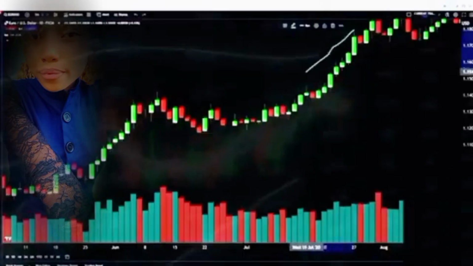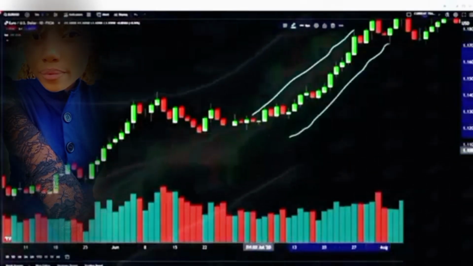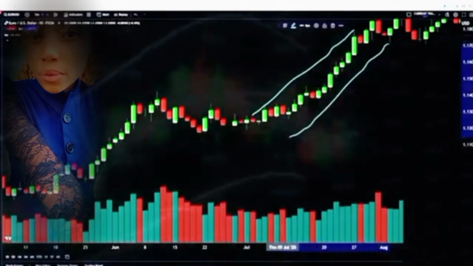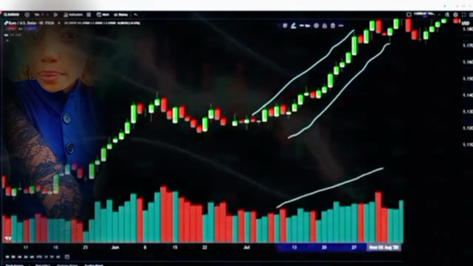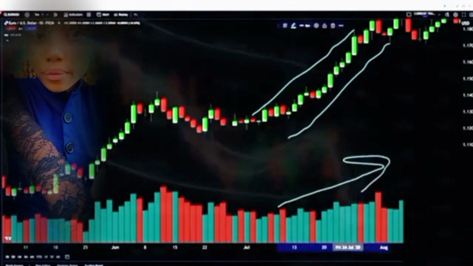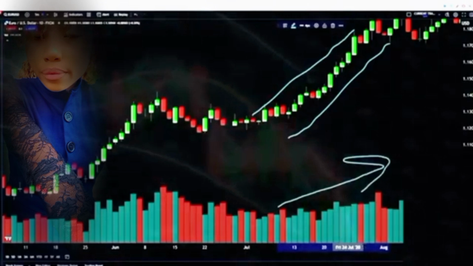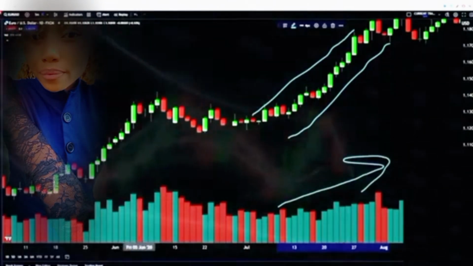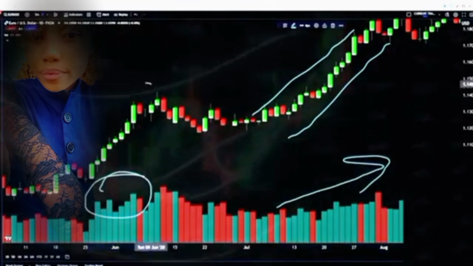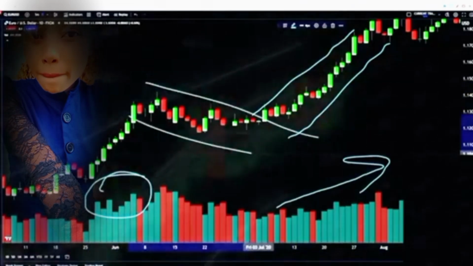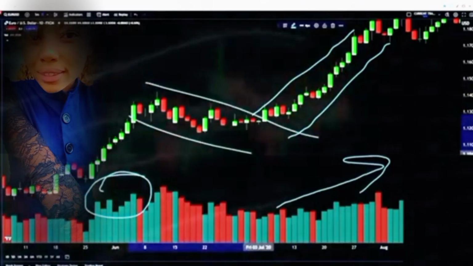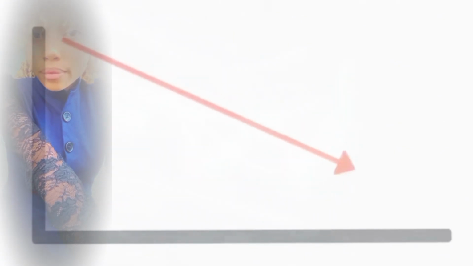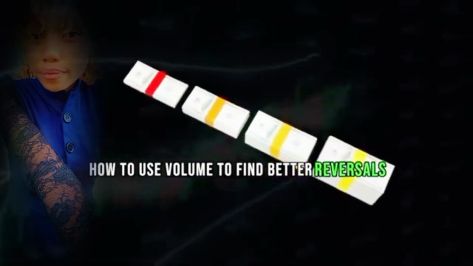And then when the next impulsive move to the upside started here, you can see that the volume slowly started to increase once again. And this is exactly what you are looking out for in healthy uptrends. During the up moves, you want to see lots of volume. And during the pullbacks, you want to see decreasing volume. And the exact same principles can, of course, be used in downtrends as well. Now let's take a look at how to use volume to find better reversals.